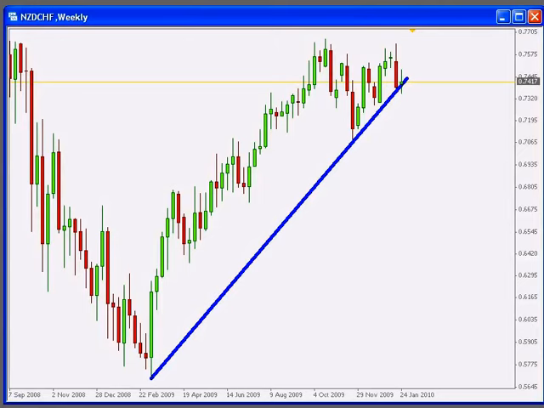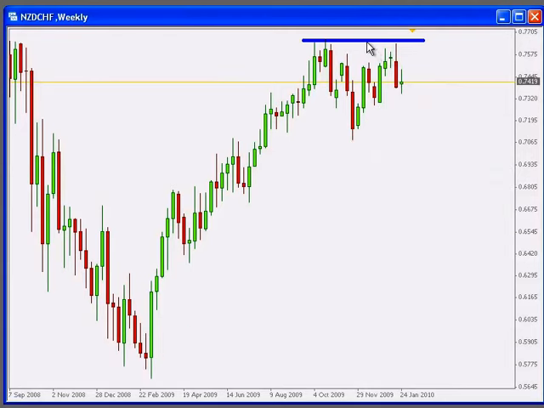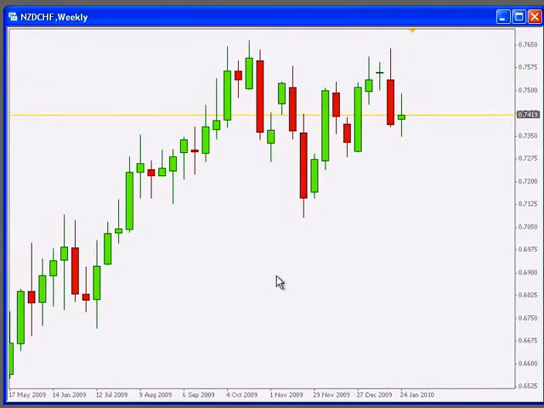Also, if we draw some horizontal lines, as we mentioned before, price is unable to break above that particular level. So all in all, what do we have? Let me take this off just to make it cleaner and zoom in a little bit more. So what do we have? Take a look at the swings in price.